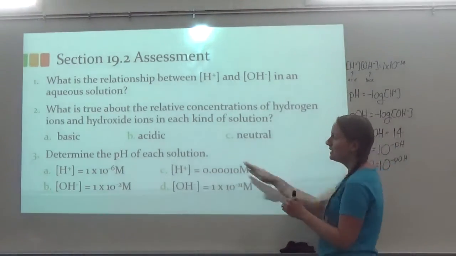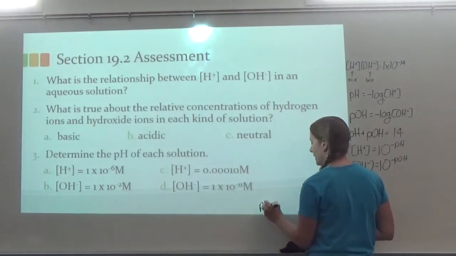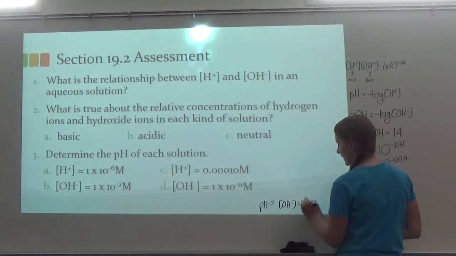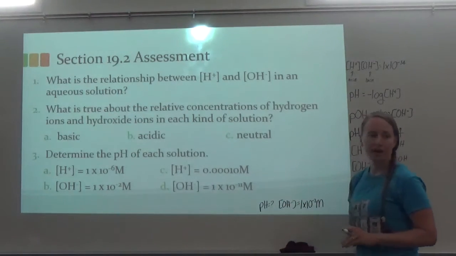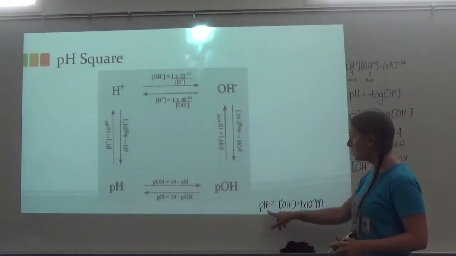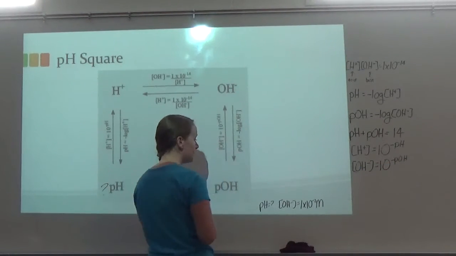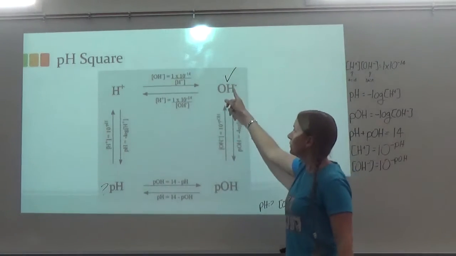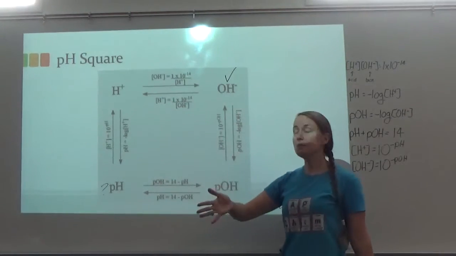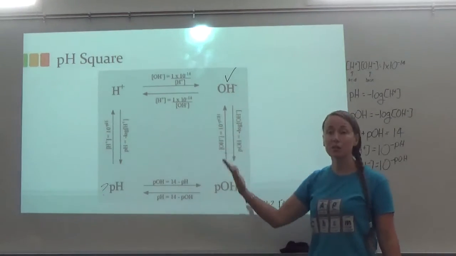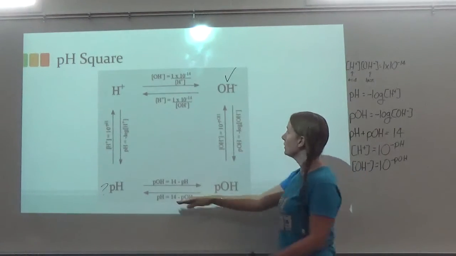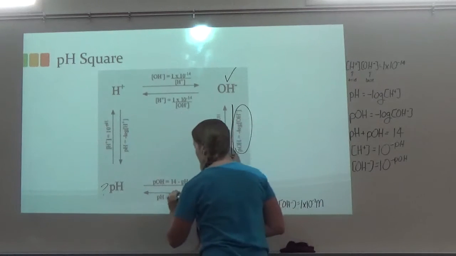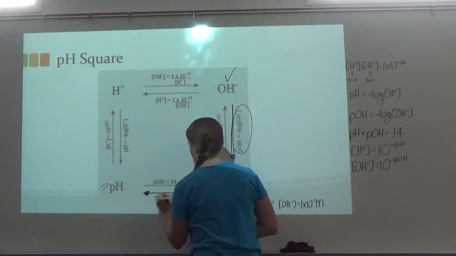Alright, so for part B, again, we're determining pH. So I'm looking for pH. But this time they gave me OH minus. They said OH minus is 1 times 10 to the negative 2 molar. Alright, so again, I'm going to go to my pH square. I'm looking for pH. So I'll put a question mark there. I know my OH minus. So again, you have two options. You can go across the top and down the side, which I don't recommend because this is the formula that most people plug in incorrectly, or you can go down the side and across the bottom. That's the direction I would recommend. So we're going to use that formula, and then we're going to use this formula.